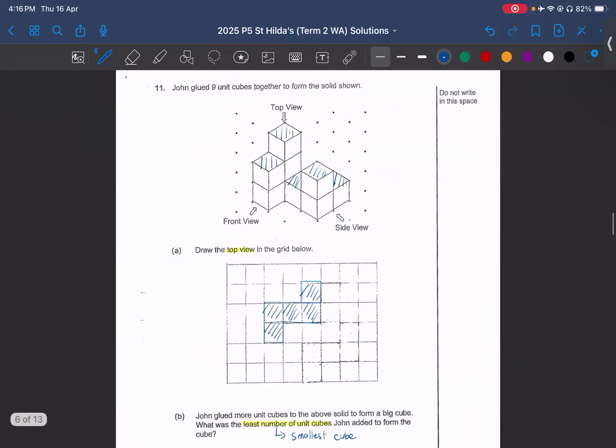So in this case, you look at your figure. Okay, I'm going to erase all these markings first. So you're going to look at your figure, and you figure out what is the dimension of the solid that you already have.